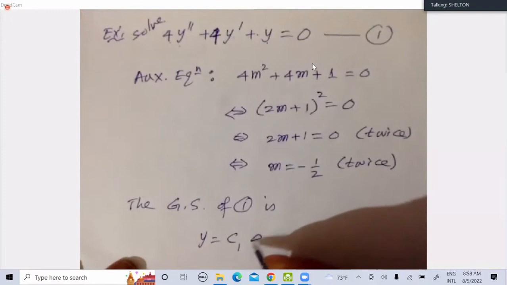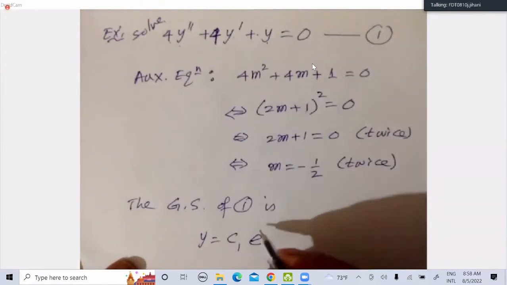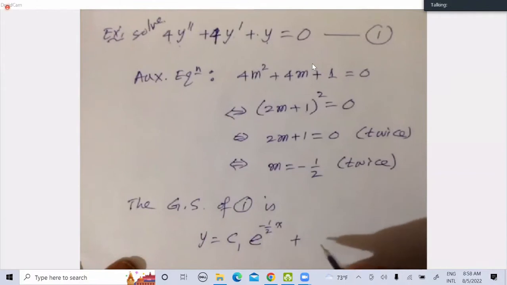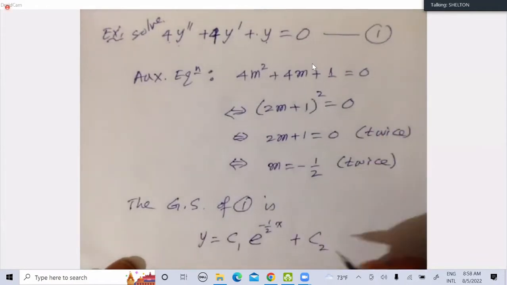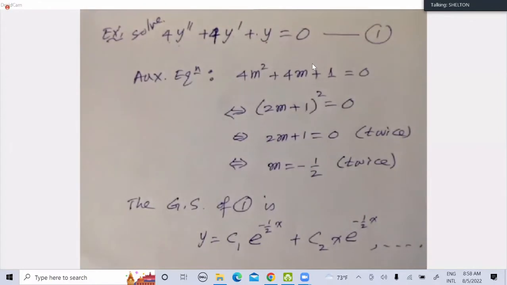e to the minus half x, x plus C2. What is the second linearly independent solution? We said when equal roots occur, it is x times the same, x e to the minus half x, where C1 and C2 are arbitrary constants.